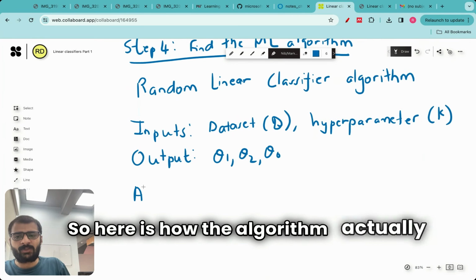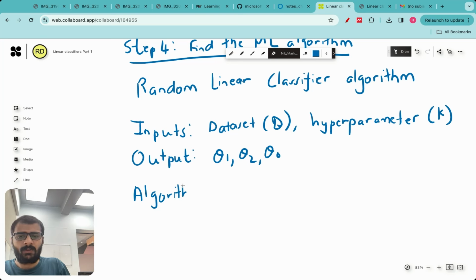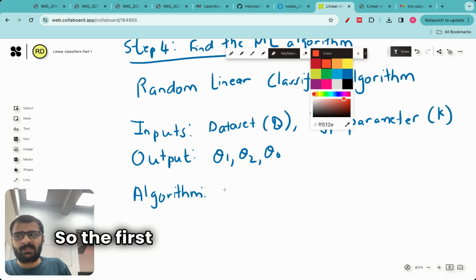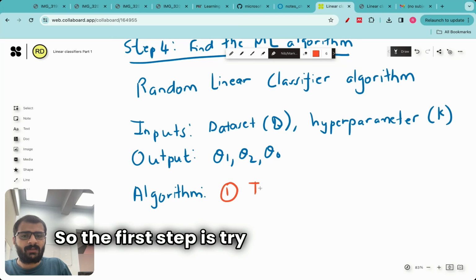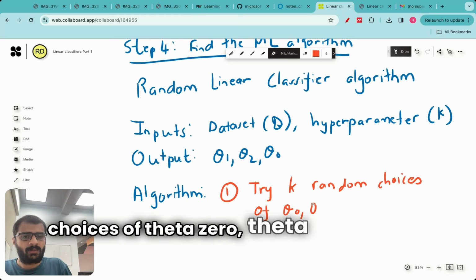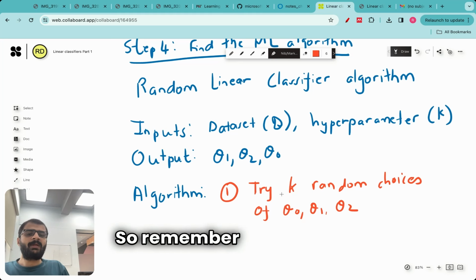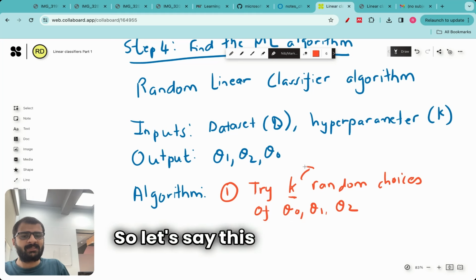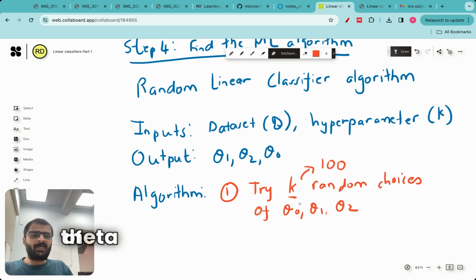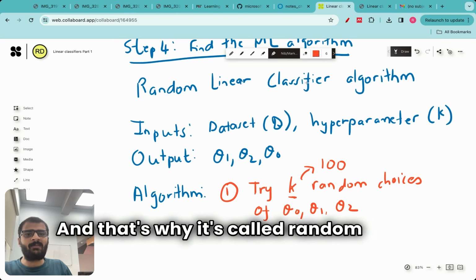So here is how the algorithm actually works. You will see that it's a simple three-step procedure. The first step is to select k random choices of theta 0, theta 1 and theta 2. Remember k is the input, which is the hyperparameter. Let's say this is 100. So we have to initially select 100 random choices of theta 0, theta 1 and theta 2. And that's why it's called a random linear classifier.